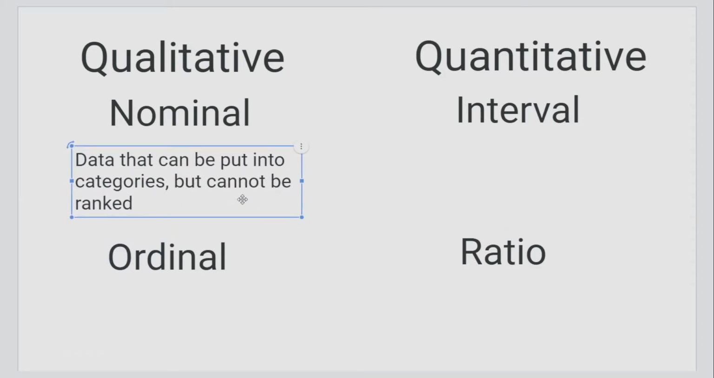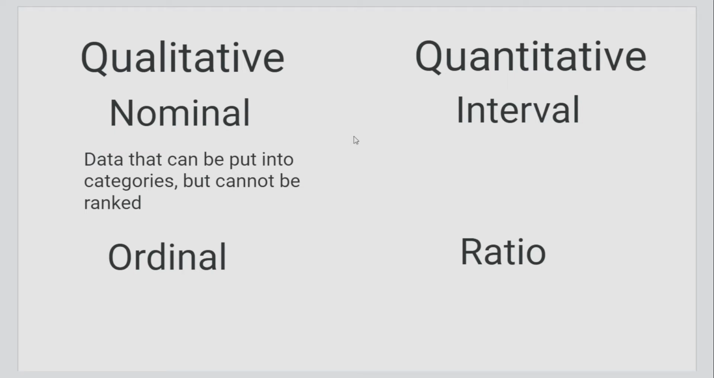What I mean by cannot be ranked is that there is no mathematical way or numerical way to rank these data. For example, colors, right? It's not really possible to rank color numerically. Like, I can't say that red is mathematically better than blue, right? And so that is going to be a nominal level of measurement. Next up is ordinal.